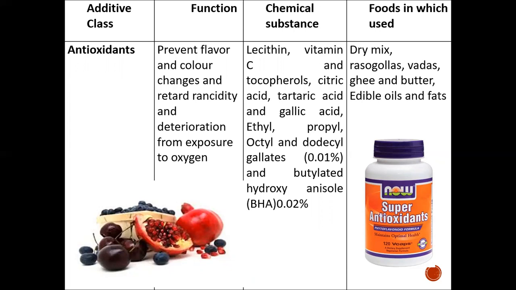There are different antioxidants. Vitamin C is a very good antioxidant. Then vitamin E or tocopherol, citric acid, tartaric acid, propyl gallates. BHA, that is butylated hydroxyanisole, is also a good antioxidant. So antioxidants are used in oils, fats, and different dry mixes, because these things get oxidized when exposed to air.